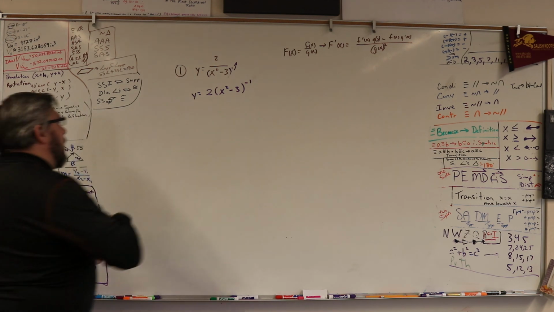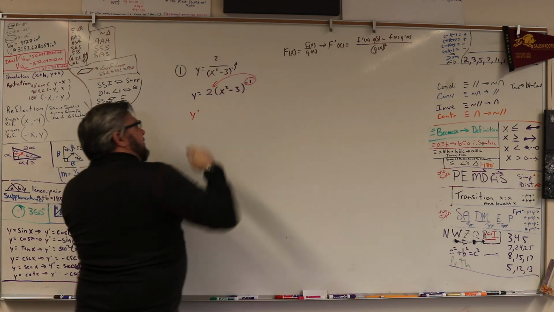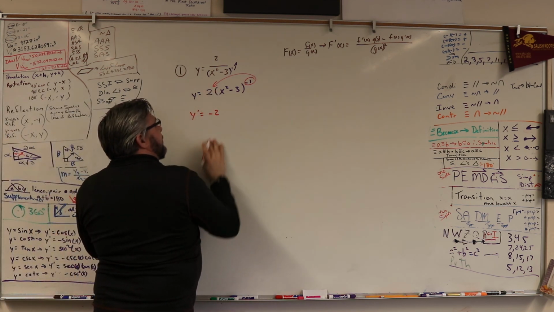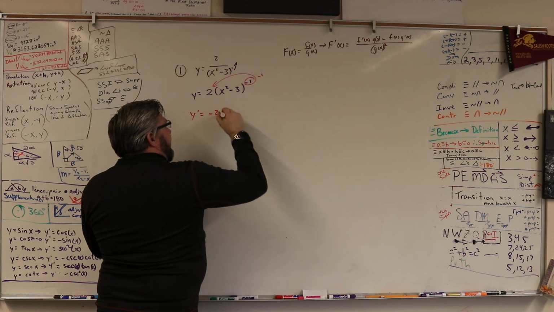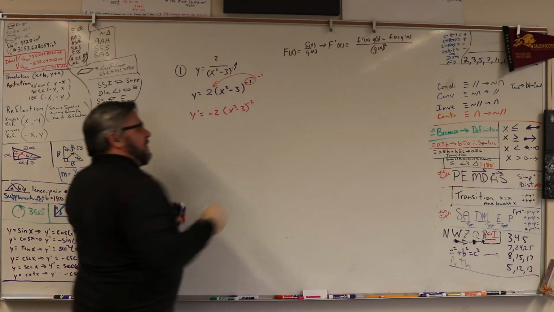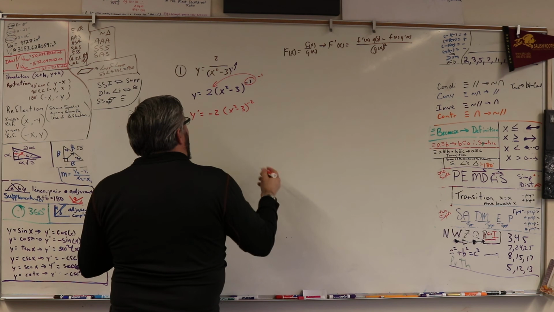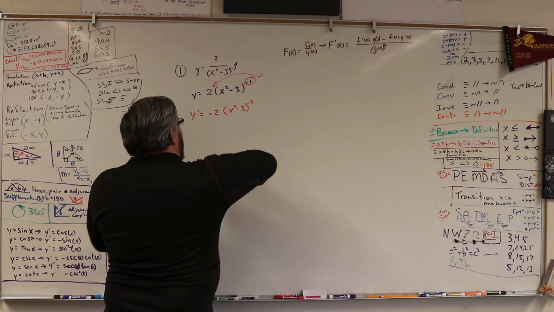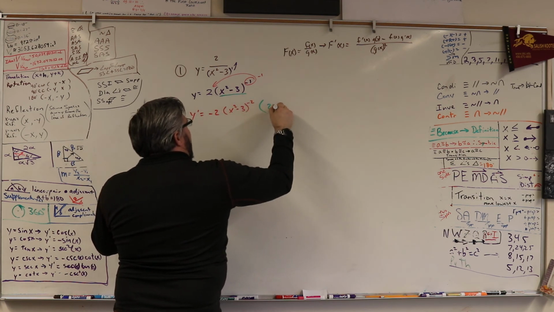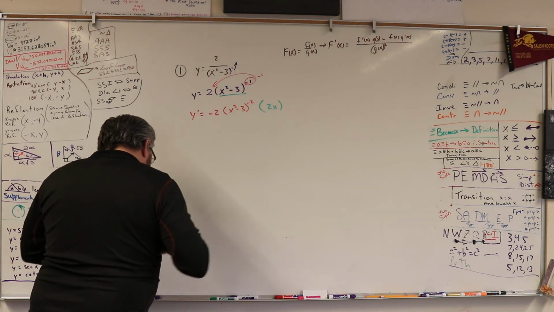Now, when I find y prime, I take this times the outside, that's the chain rule. So that would be negative 2, subtract 1 from it, times x squared minus 3 to the negative 2. Does that make sense? And then times the inside, so we have the derivative of that, which is 2x. Does that make sense? Okay, and now we collect our like terms.